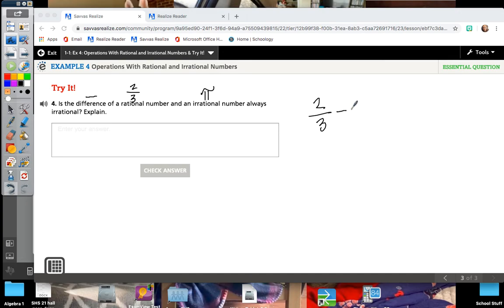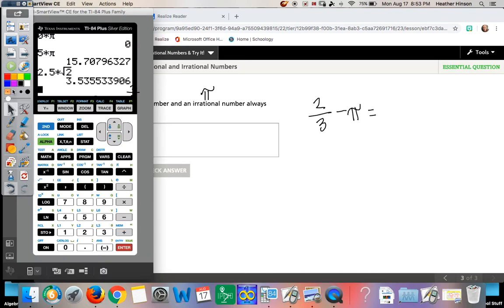2 over 3 minus pi, what do we get? We're going to go over here, grab our calculator, and plug in alpha y equals, enter, do 2 over 3, and minus pi, which is second, and that rooftop button. Do we get a normal, repeating, or ending decimal, or do we get a crazy decimal? Well, in this case, we get a crazy random decimal. No rhyme or reason to it.